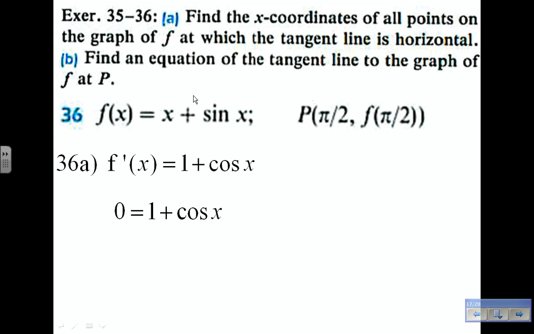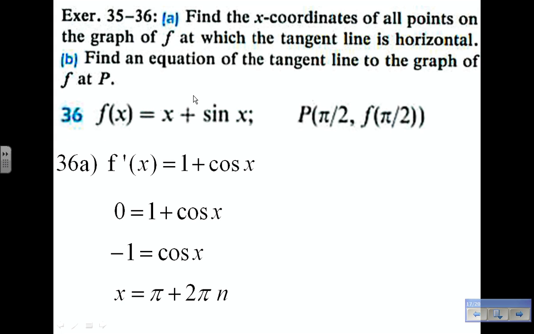Where on the unit circle will cosine of x equal -1? Pi. The question says find all the x coordinates at which it's horizontal. We just found pi plus 2 pi n. Remember, if there's no interval, you have to tack on the general solution, the counter, the thing that counts all the pi answers. We talked about that a lot last year. That's because there's no interval.